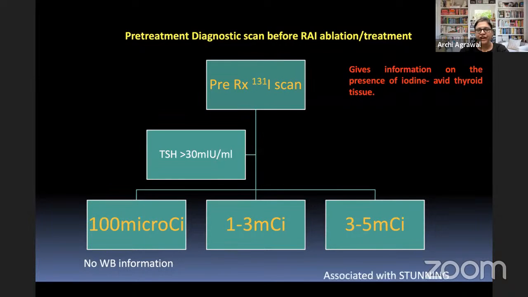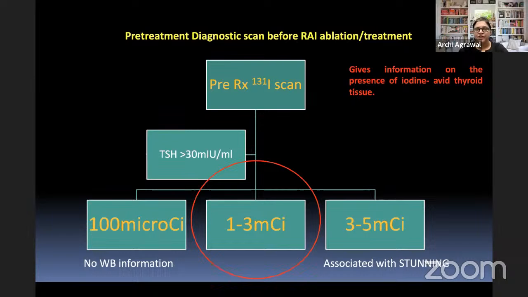And 3 to 5 millicuries can be associated with stunning, and more so when you are giving a dose of more than 5 millicuries. We don't want stunning to occur because that will reduce the effectiveness of radioactive iodine once we are treating the patient. So we don't want stunning and we want whole body information. The best bet for us is to give 1 to 3 millicuries of radioactive iodine, which will give us whole body information and will also not cause stunning.